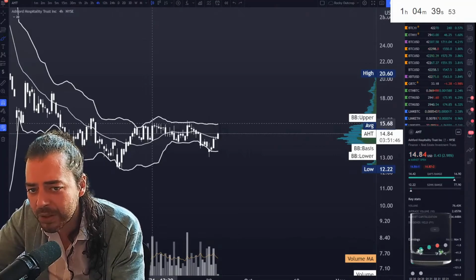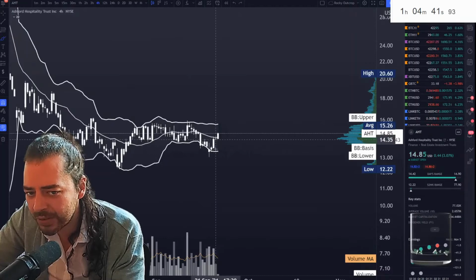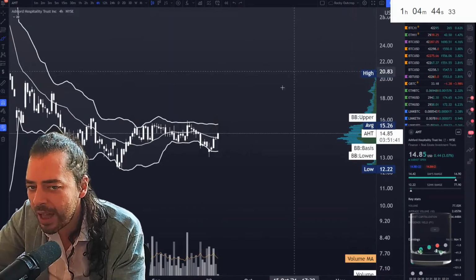Here you can see we came up towards the top end, and that has been resistance for us. Here we have it, and if we want to get up there again, we'd be moving up.